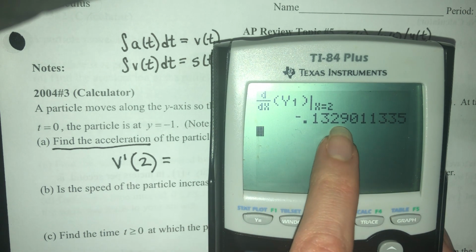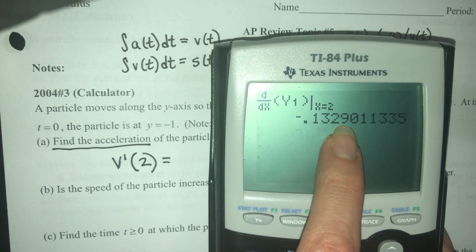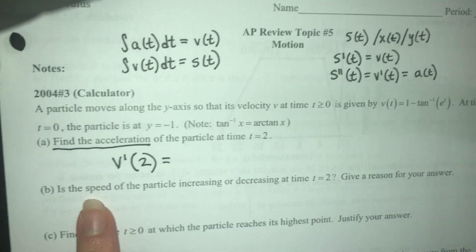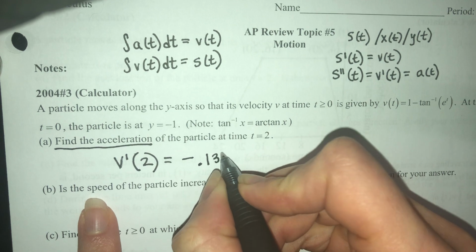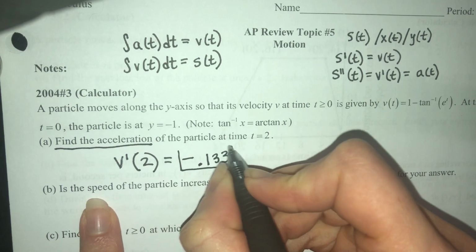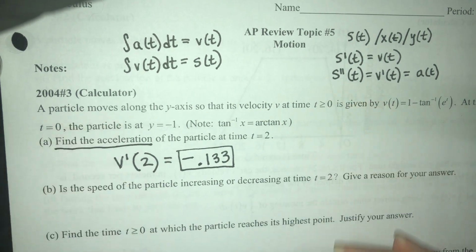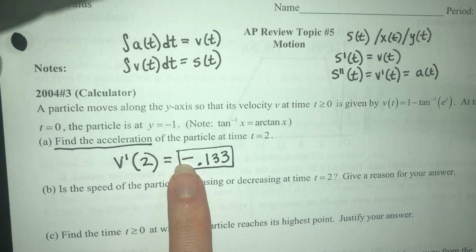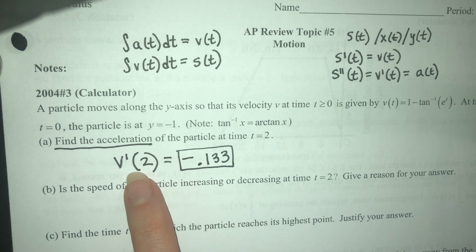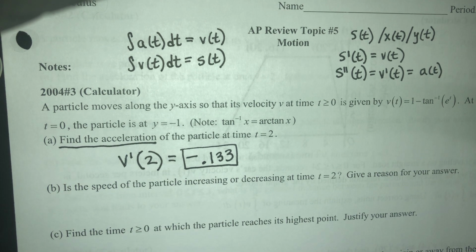So 0.1, 3. This next number is a 2, but the 9 would round it up to a 3. So we want the answer to be negative 0.133. Now on this particular AP problem, keep in mind every free response question is worth 9 points total. For part A, they only give you 1 point for the answer. However, you are required to write down a derivative whenever you take one. That's part of required work. They're just not doing a work point on that particular part.